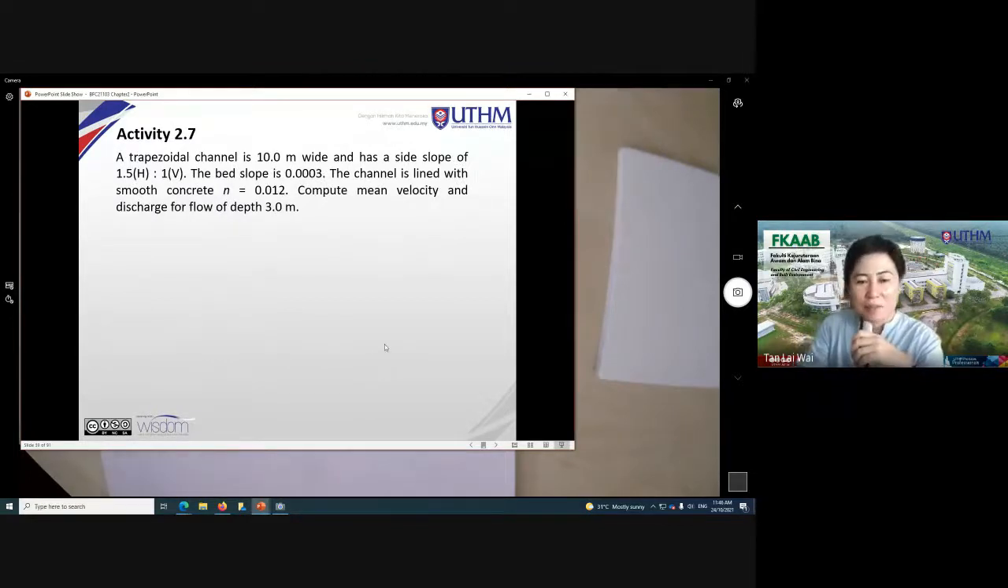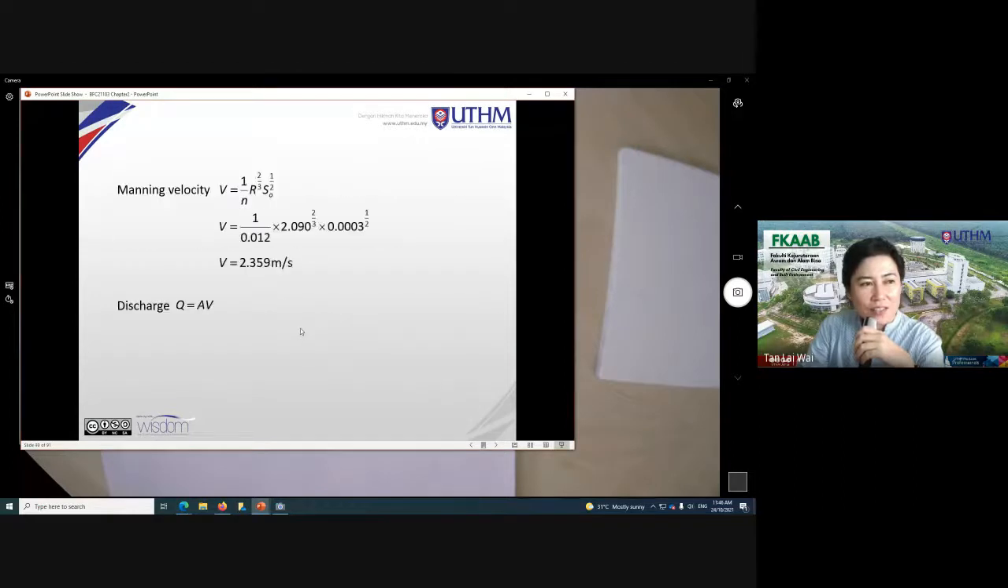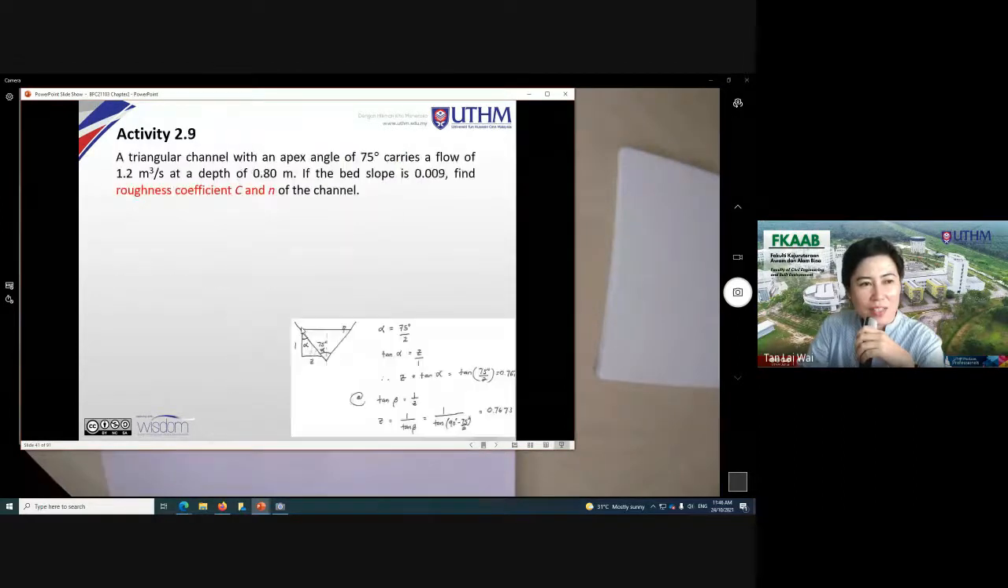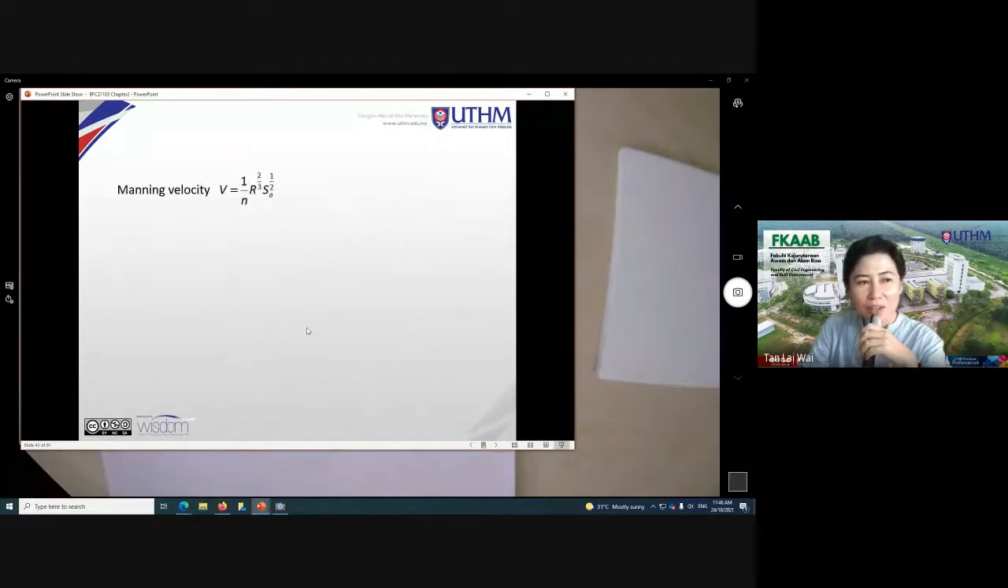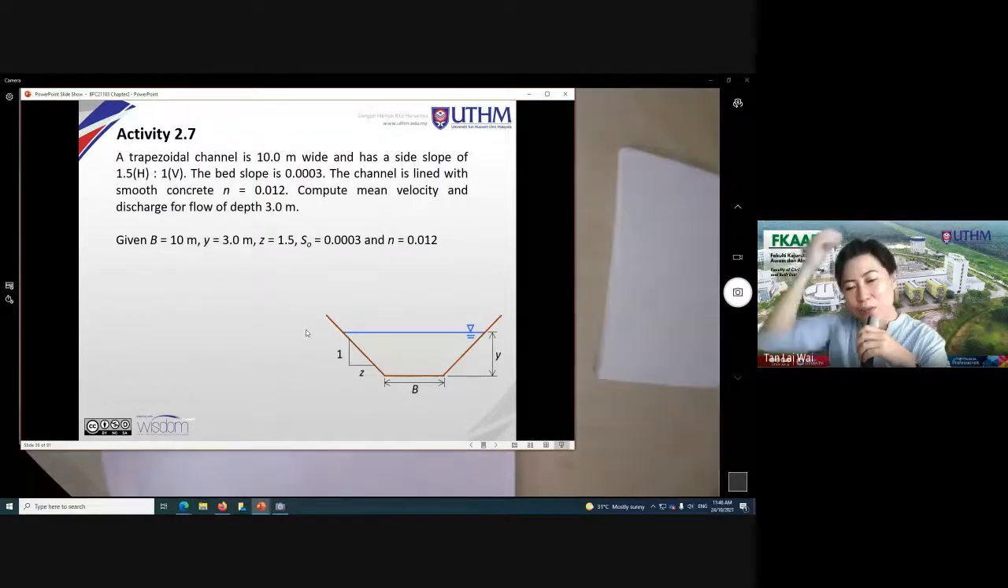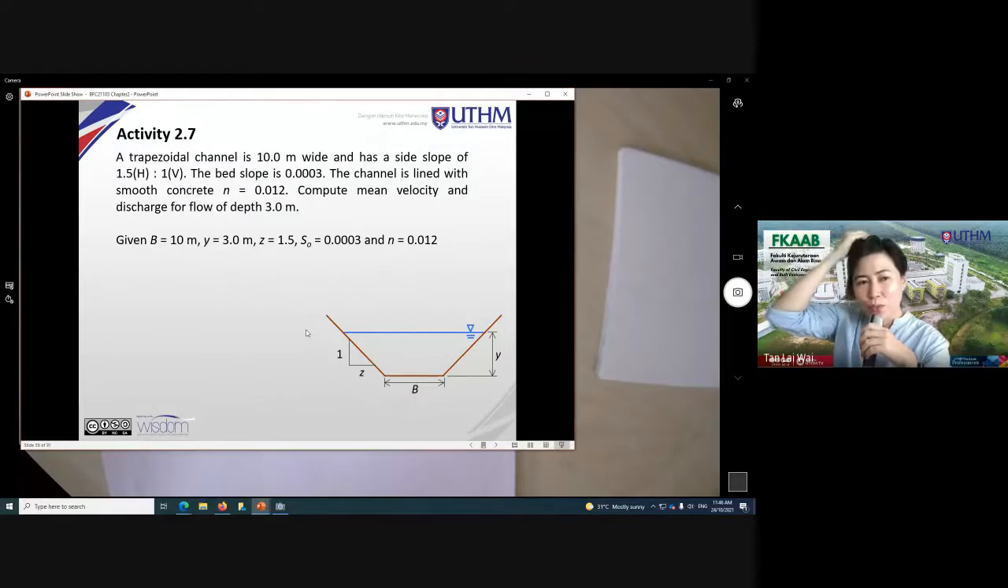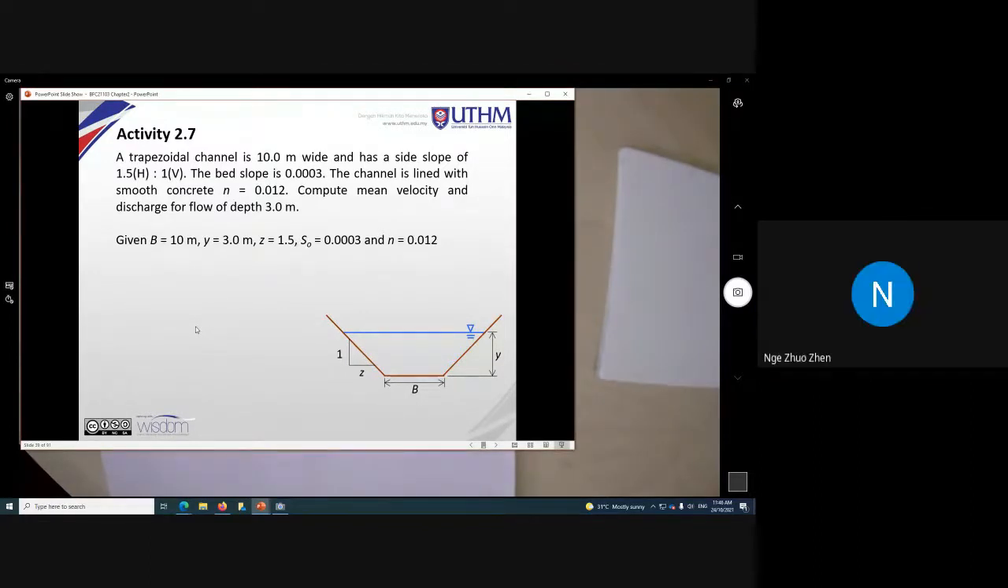Just a second, I'll check how many more activities. I think we have the last two. It's already quarter to 12 o'clock, so we are going to do two more exercises. Then you can try the rest of the activities at your own pace.